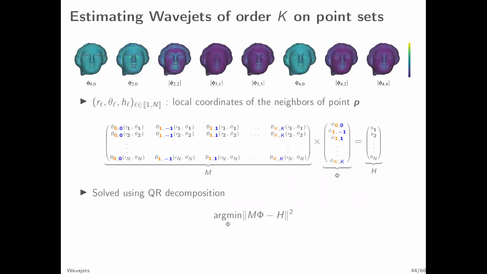So that's for the theory. Practically, the way we do that is by fitting. It's basically a fitting process where you try to fit the truncated function basis to a set of neighbors of a point P. It's a minimization problem which you can solve using a QR decomposition.